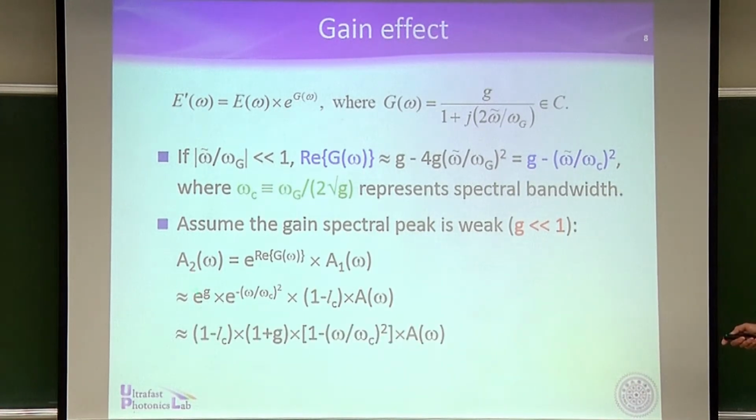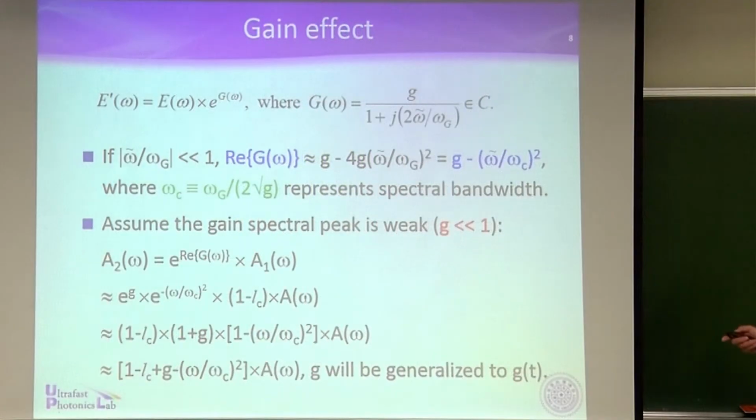If small g is much less than 1, then e to the g is close to 1 plus g here. And the Gaussian function is approximated by a parabolic function here, 1 minus LC. So you have the product of 3 terms, then multiply with the input spectrum, big A. Okay? But we need further simplification.